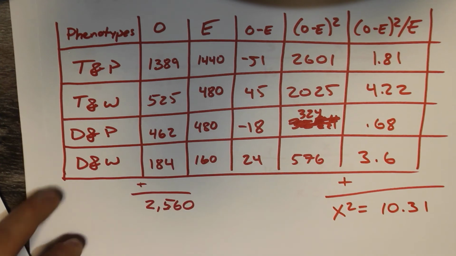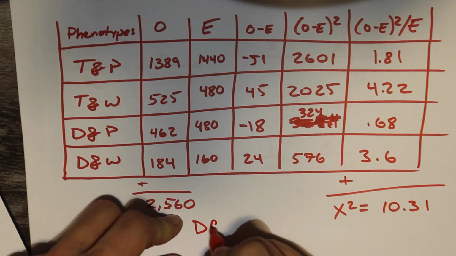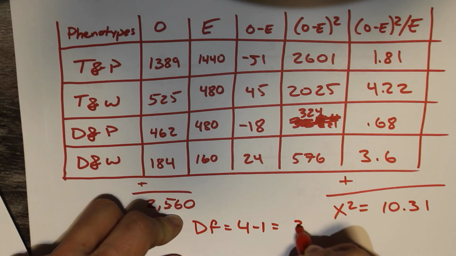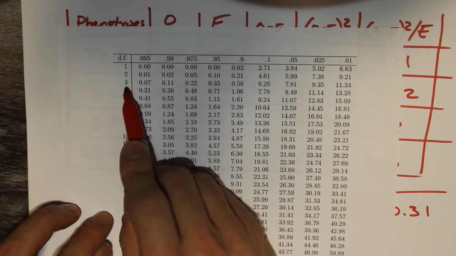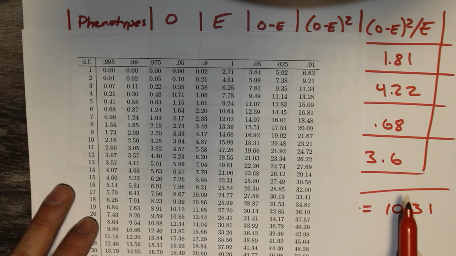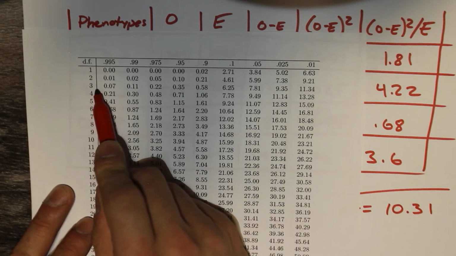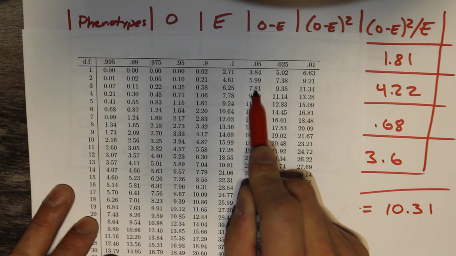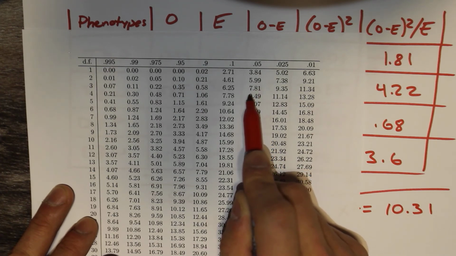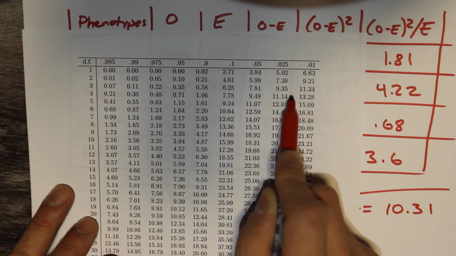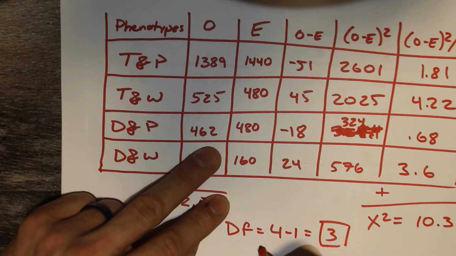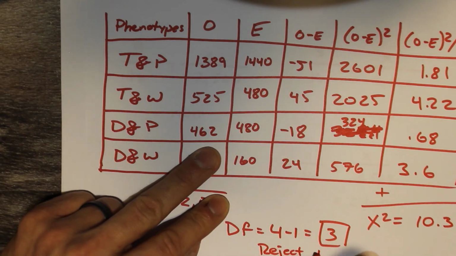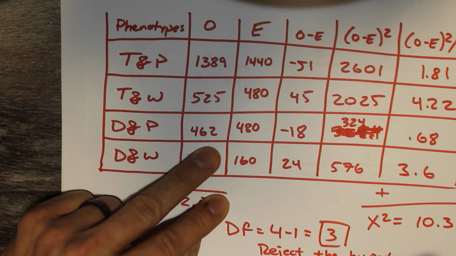Well, we got 1, 2, 3, 4 phenotypes. So to do your degrees of freedom, we do 4 minus 1, and we get 3. We're going to look at your lovely x squared chart. We have 3 here. We know that our x squared value is 10.31. So coming all the way over here, here's our 5% of 7.81. Well, it's going to be on this side. So unfortunately, we would reject the hypothesis.